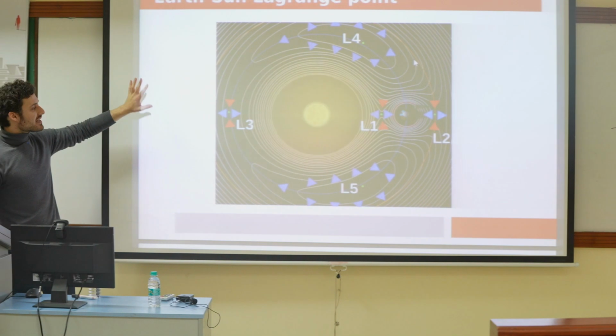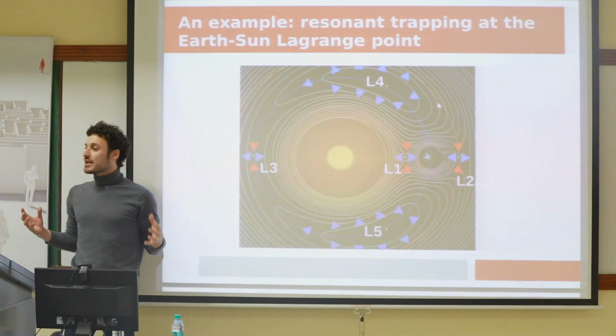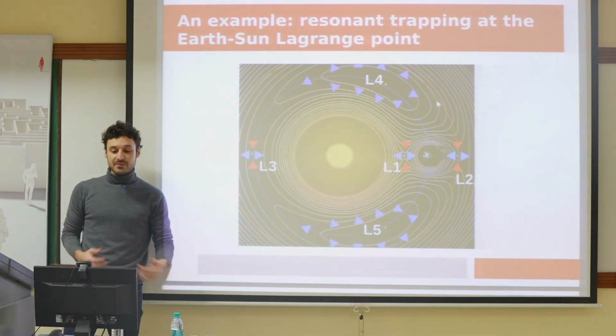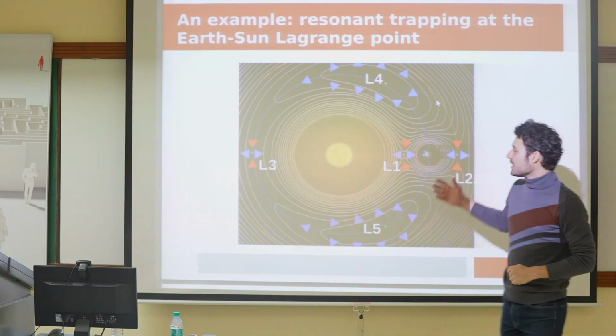So here we're going to show an example of what I mean by resonance. But this is a resonance that doesn't actually cause chaos. This is actually a resonance that will stabilize things. So this is what's known as resonant trapping for the Lagrange points.